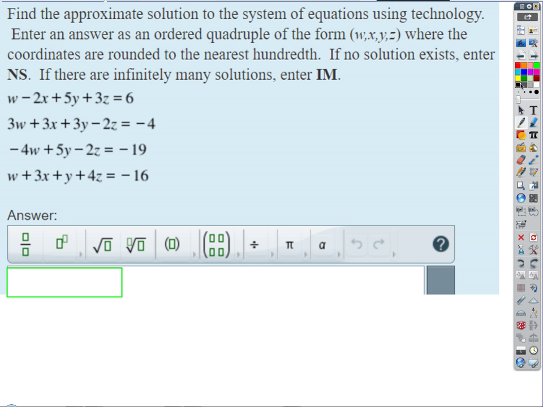Okay, so here's how we do this. Now I have to introduce something to you. You guys have probably never heard of a matrix before, right? Raise your hand if you've heard of a matrix in math before. Yesterday, okay.